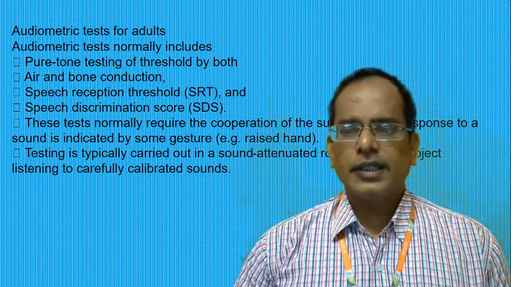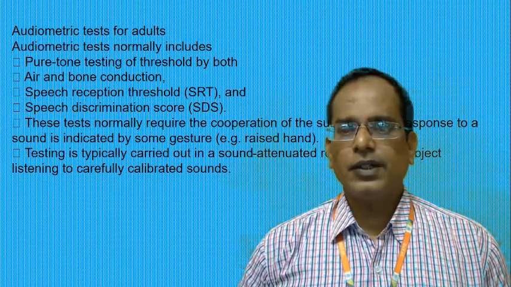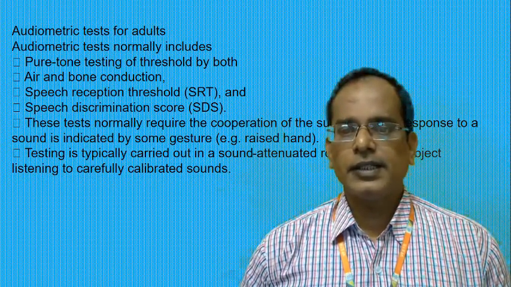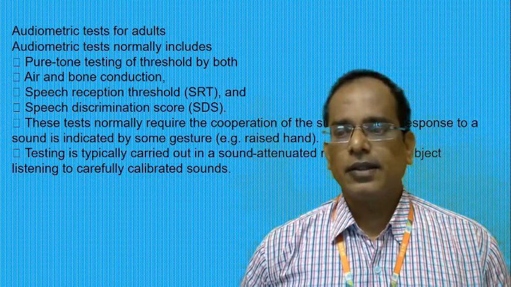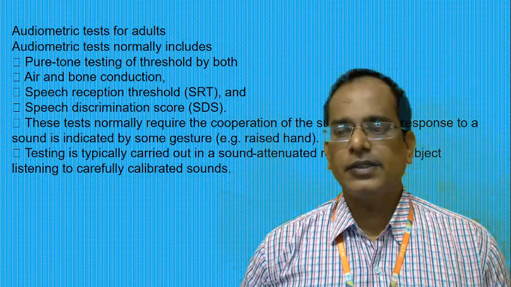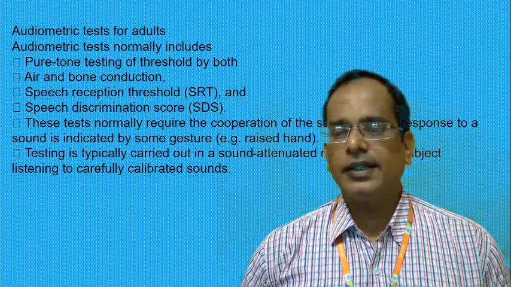So in audiometric testing we can go for two kinds of measurement: pure tone testing and speech testing. Pure tone testing has two types, air and bone conduction. Speech testing has two types, SRT and SDS. We can call this a raised hand test. The test is typically carried out in a sound attenuated room with the subject listening to carefully calibrated sound.